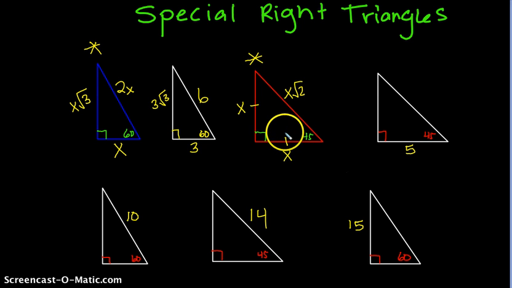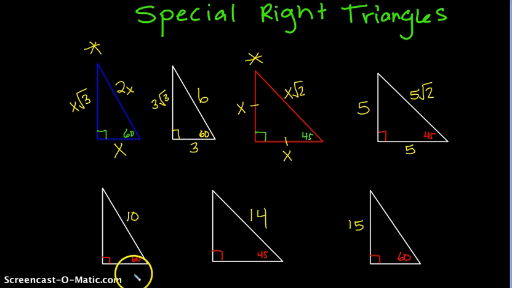Using those rules, we can find the missing lengths in the example to the right. If I'm given that one leg is 5, the other leg is 5, and the hypotenuse is 5 root 2. Again, following the rule that if I know one leg, I know the other, and I multiply that leg by root 2.